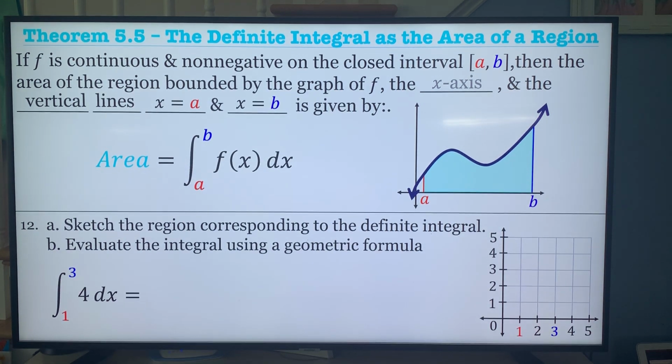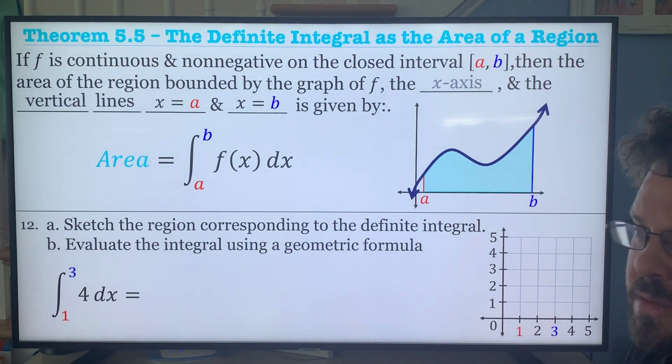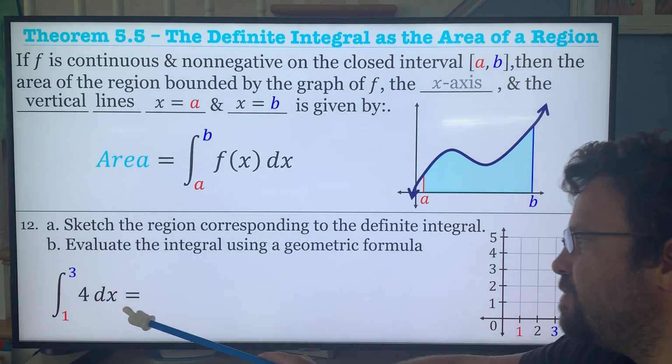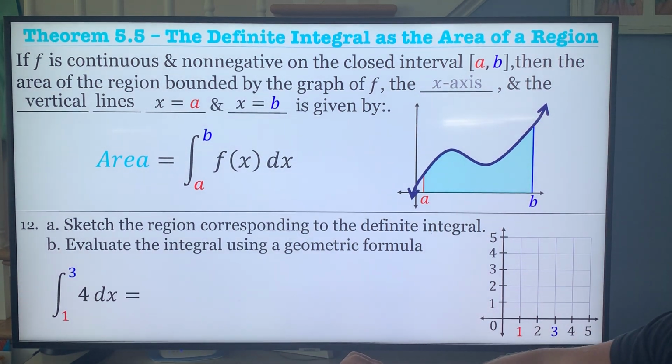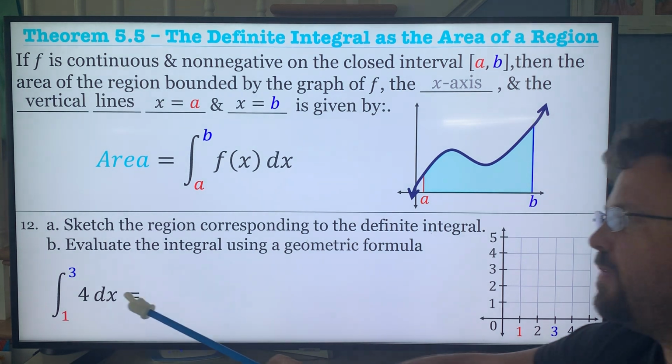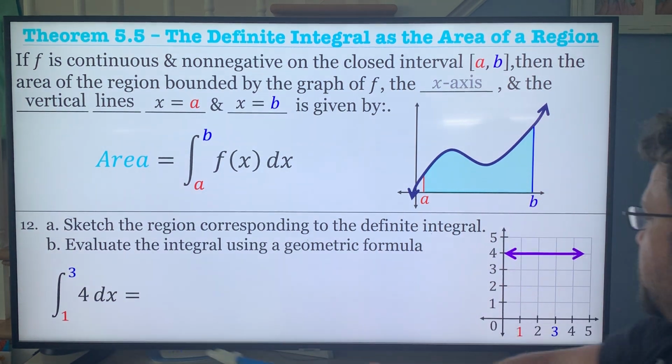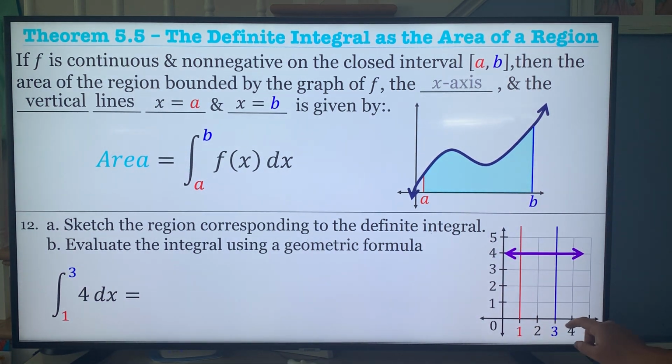Now what we're going to do is, next lesson will be 5-4, a little bit more difficult. But for this one, we're just going to sketch the region corresponding to the definite integral, and then evaluate it just using geometry. We're going back to geometry. All right, what's the graph of 4 look like? So graph of 4 is a horizontal line at 4, right? You're going from 1 to 3, so those are my 2 vertical lines.